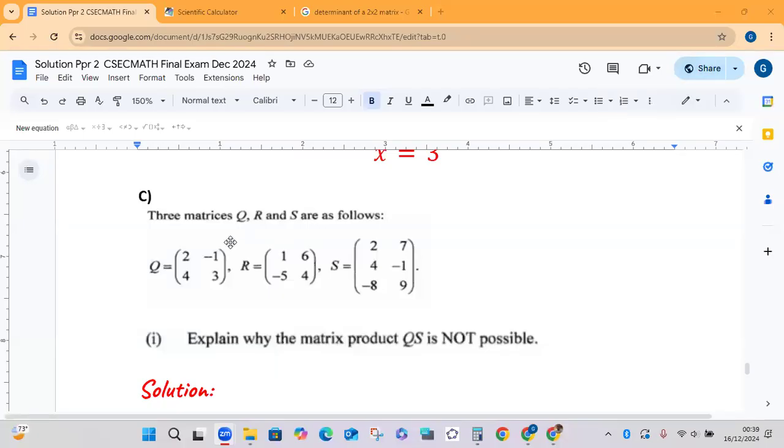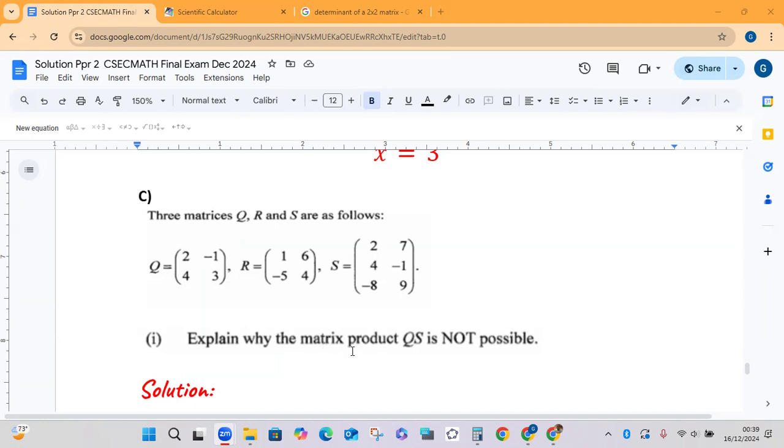This question says that three matrices Q, R, and S are as follows. Q is a 2 by 2, R is a 2 by 2, S is a 3 by 2. Bear in mind when you are naming matrices, you name the number of rows first and then the number of columns. So there are 1, 2, 3 rows and 2 columns.